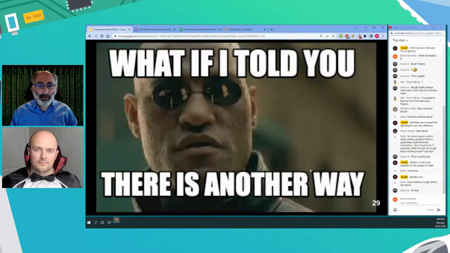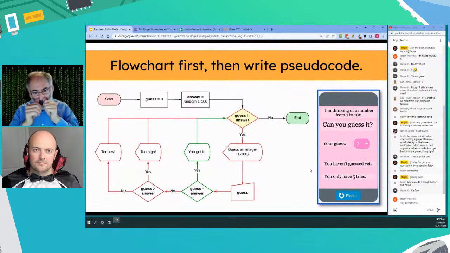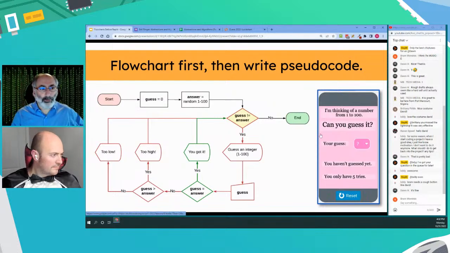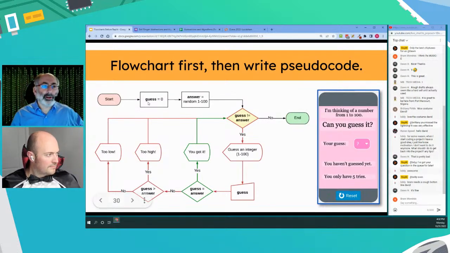So there is another way, of course. And this is what a flowchart looks like the way I do it. So if I was to do the simple guess a number 1 to 100, we set our guess equal to 0. Why do we set our guess equal to 0?